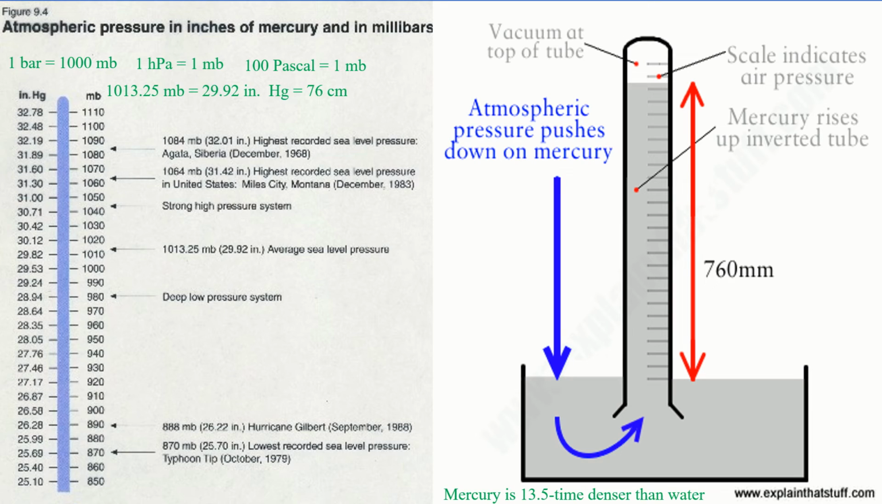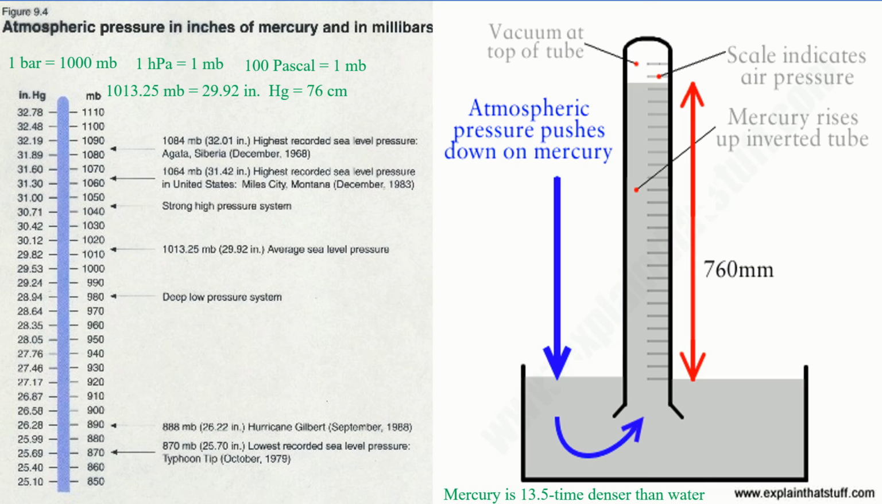Now, why do we use mercury, and not water? Because you must know that mercury is the densest liquid on earth. Mercury is actually 13.5 times denser than water. So if we had used water in a barometer, we would have needed a tube 13.5 times longer than the mercury barometric tube.